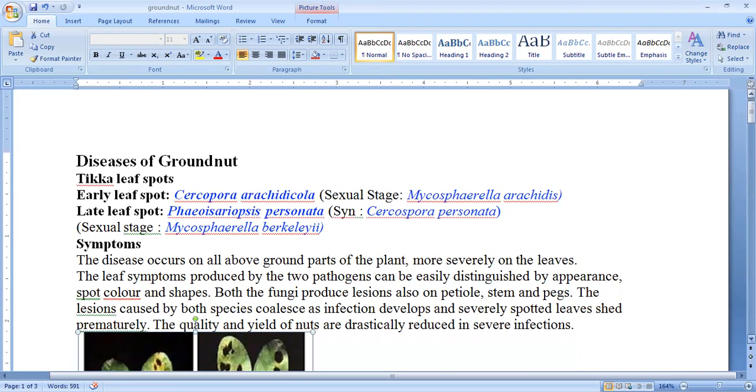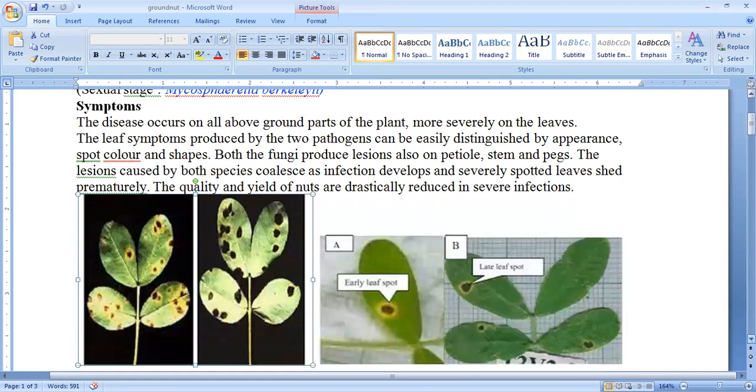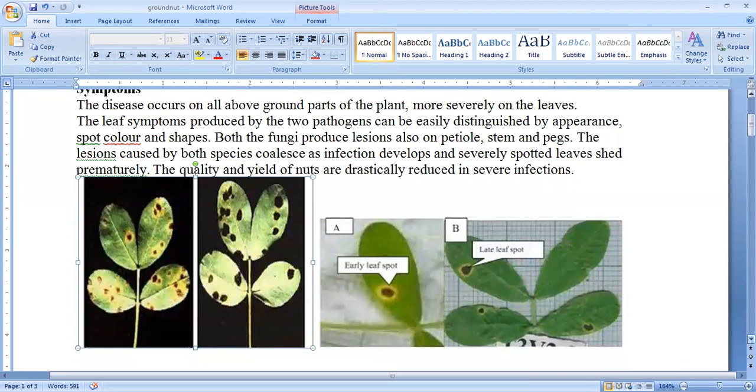When we come to see the symptoms, the disease is produced on all the above ground parts, more or less severe on the leaves. The leaf symptoms are produced by the two pathogens and they can be easily distinguished upon the spot color and shape. Both the fungi produce lesions on the petiole, stem and pegs. The lesions caused by both species coalesce together and as the infection develops, the severely spotted leaves shed prematurely. So the quality of nuts and the yield is drastically reduced.